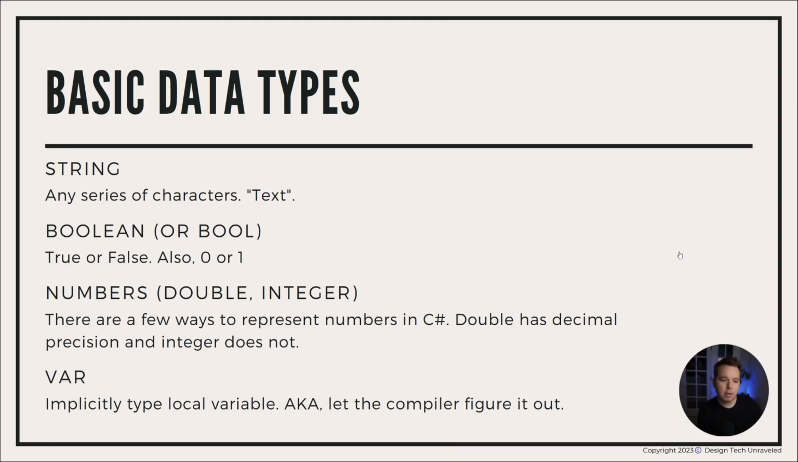The basic data types that we're going to encounter when it comes to creating zero-touch nodes for Dynamo are string, boolean, numbers, which are doubles or integers, or var. Var is a little more mysterious in a way.